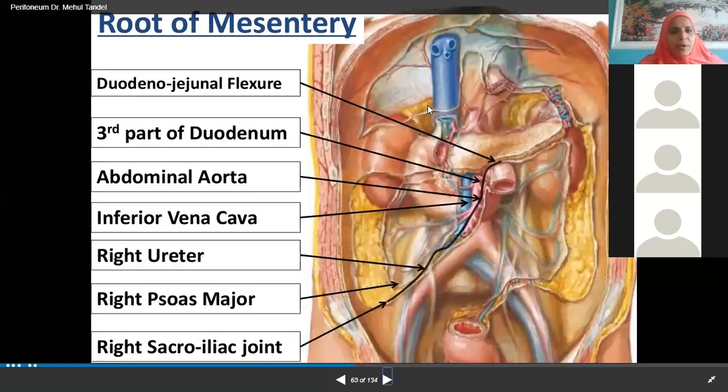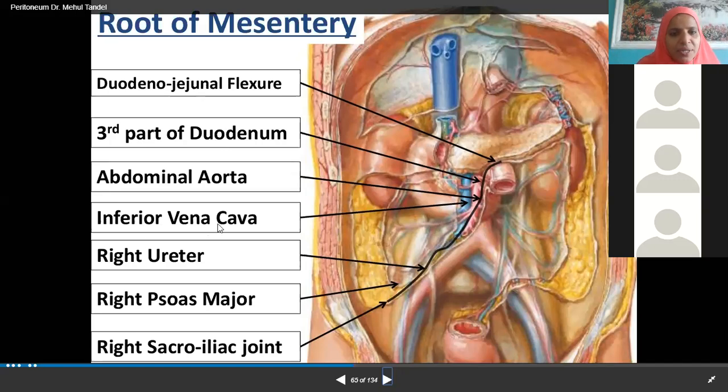Okay, now see here, the root of the mesentery is this complete black line what you are seeing. So along this black line, what are we finding? See, this is the starting point. That means the root of the mesentery is crossing all these structures one by one. The first point is written as this point, the duodenojejunal flexure. The second point we are finding, we know from yesterday's lecture, is the third part of the duodenum. Okay, and then it is crossing, what is the name of this structure? Abdominal aorta.